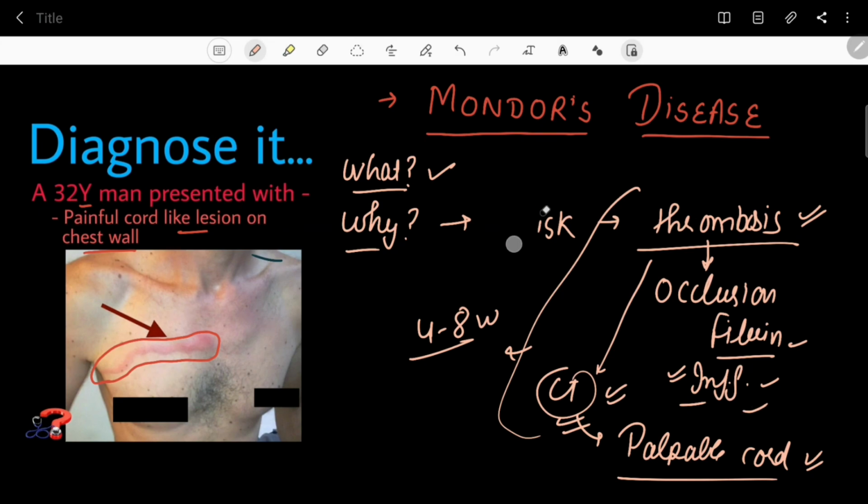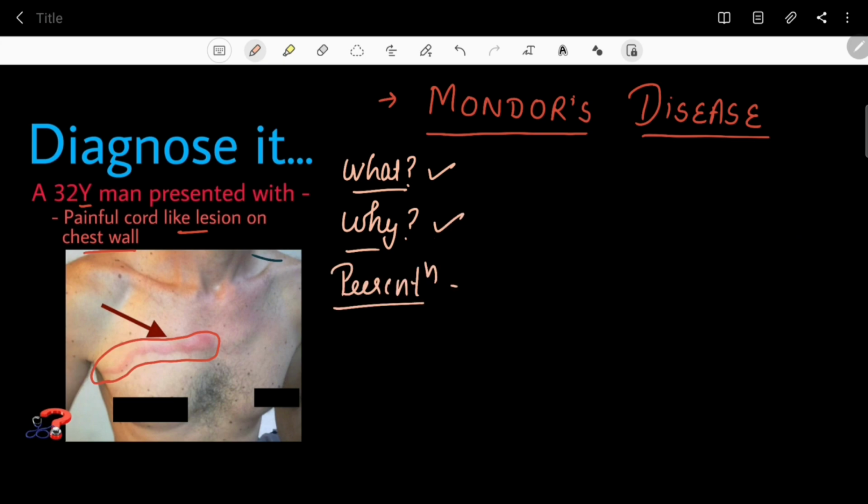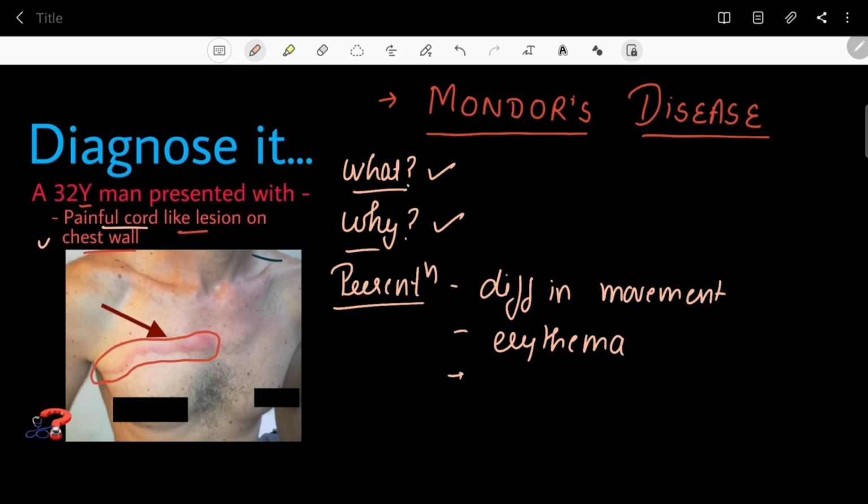So we have discussed why and what is happening in this disease. Well, in the presentation, as you can see in this case, the patient usually presents with a painful cord-like structure. Along with this, there can be difficulty in movement and erythema over the chest wall. There can also be physical findings of some kind of biopsy, procedure or surgery done. So these are basically the presentation of the patient.